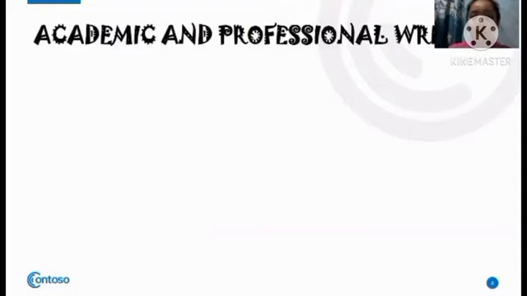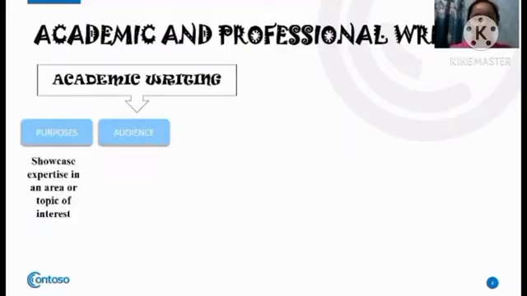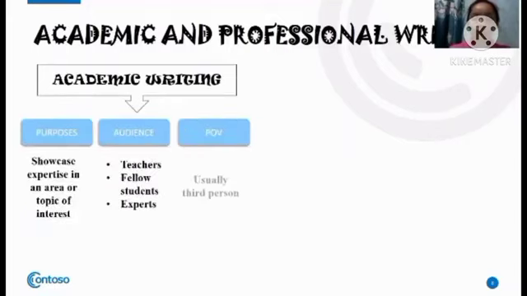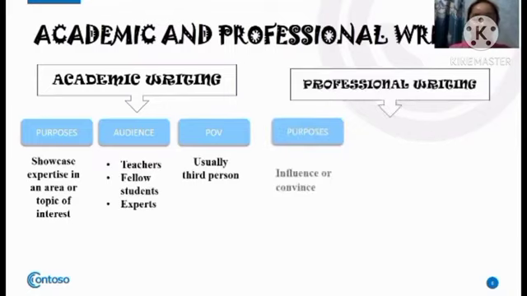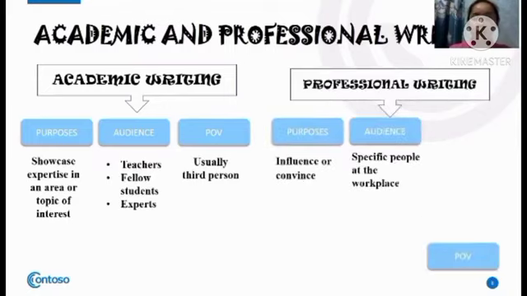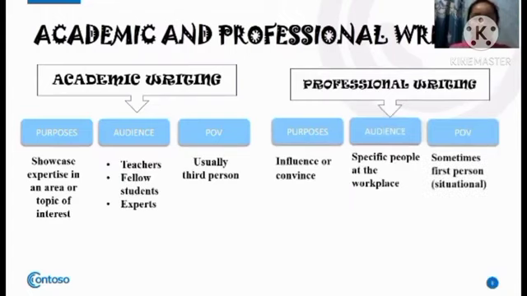The next, academic and professional writing. So what is the difference between academic and professional writing? Academic writing is mostly to showcase your research and expertise in a specific area or topic of interest, while professional writing is often done to influence or convince someone of something.